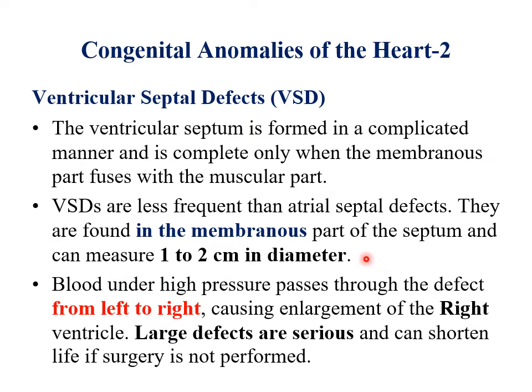It could be measured by echocardiography and some other studies. It could be half a centimeter, 2 centimeters, and there are clinical manifestations for that. Blood under pressure passes through the defect from left to right. This is a left to right shunt congenital heart disease, causing enlargement of the right ventricle.